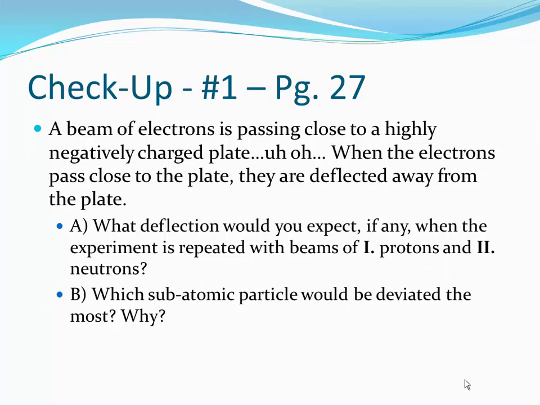Part B. Which subatomic particle would be deviated the most, and why? Well, we know the neutron won't be deviated at all, so that's thrown out. So it depends on the proton and electron. If you are thinking the electron, you are correct, and the reason why is because of its mass. Electrons basically weigh nothing, and protons are heavier than electrons. So something that's lighter will cause a bigger deflection than something that's heavier.